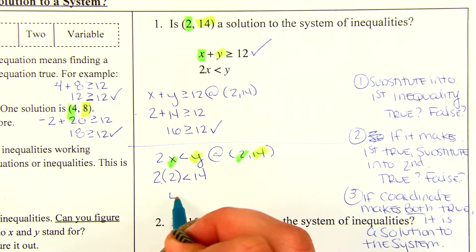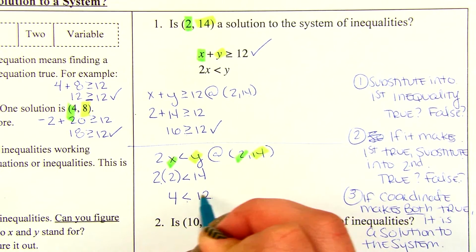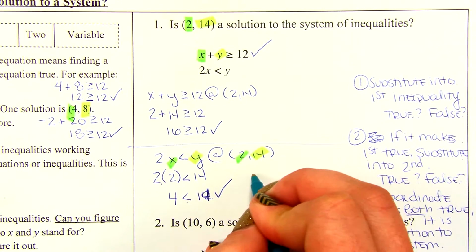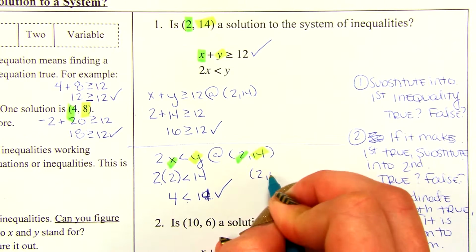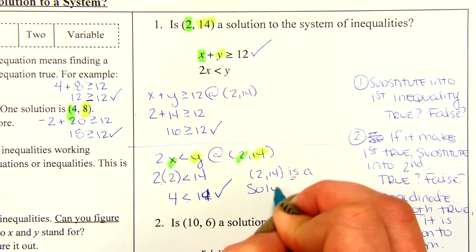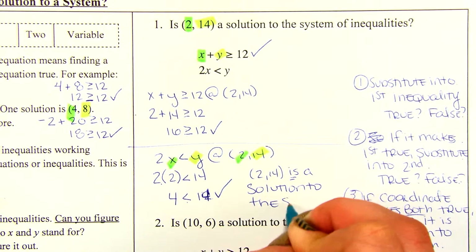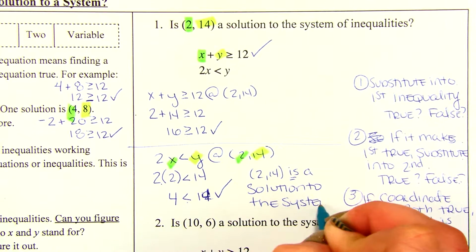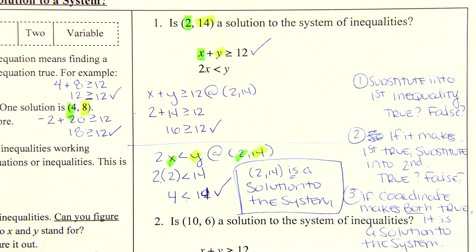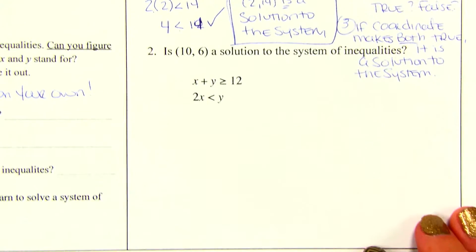2 times 2 is 4. Is 4 a smaller number than 14? Yes. So the conclusion is 2, 14 is a solution to the system. I'm going to go on to the next one and go through the same process.